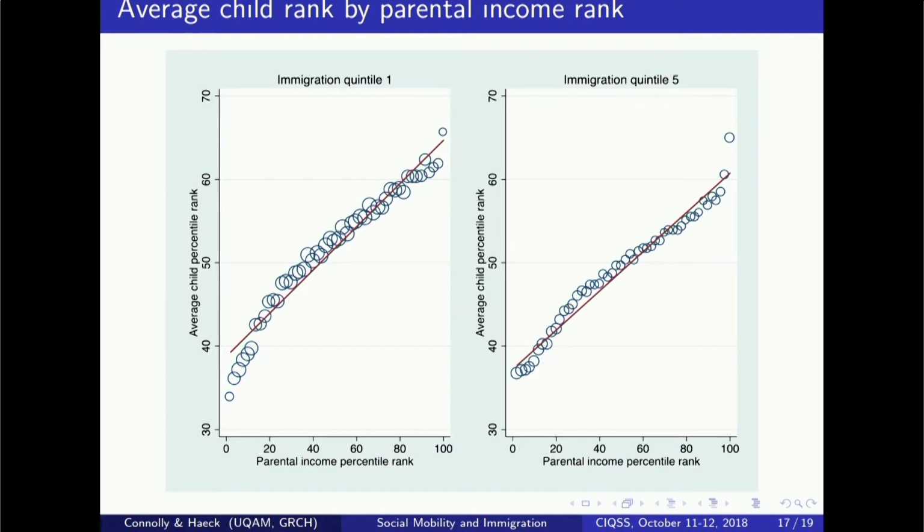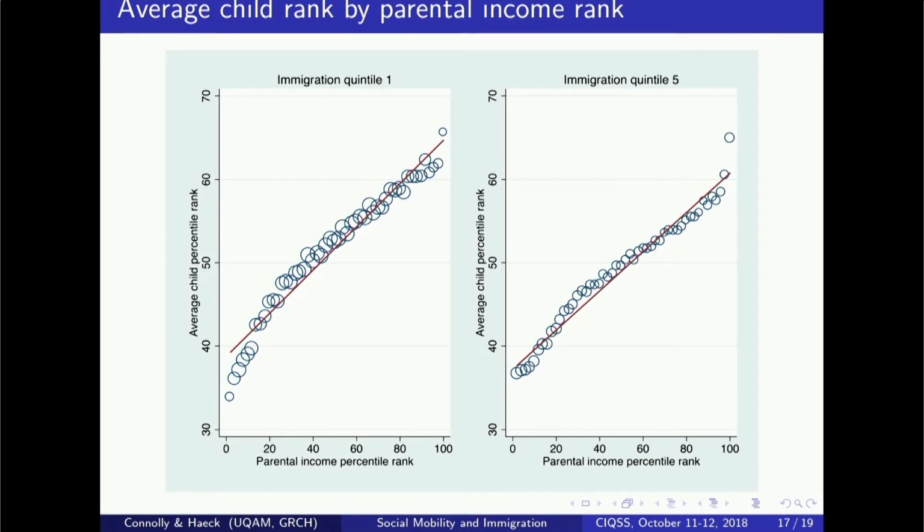And so what you can see here is that there are more parents for immigrants, in immigration quintile 5. So on the right is for the more immigrant areas. There are more parents here at the bottom of the income distribution. Those circles are a bit larger than the ones here. Okay.